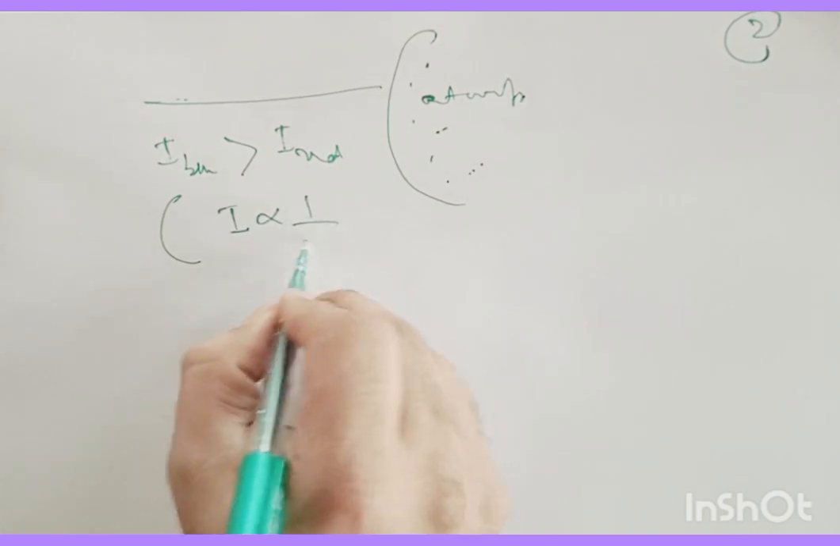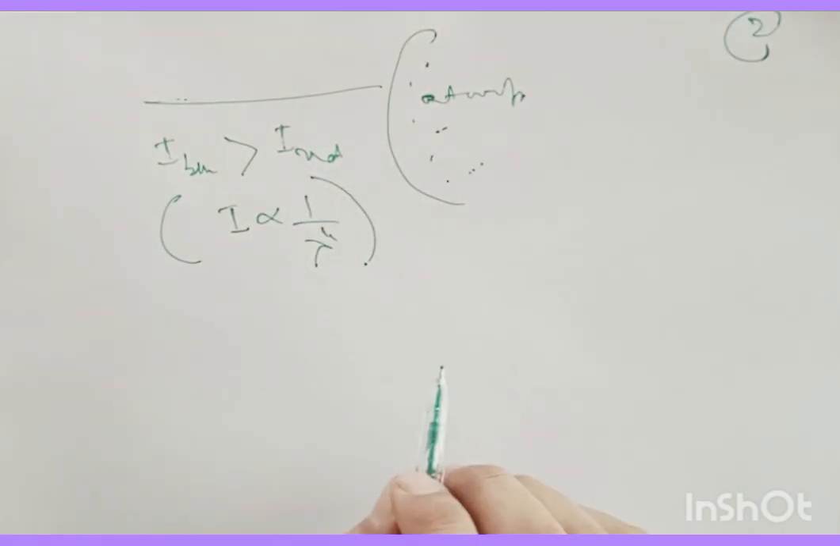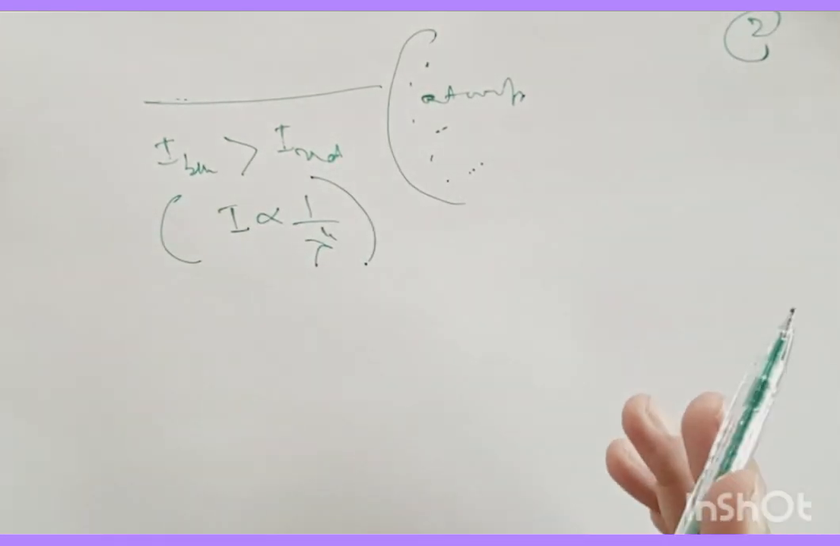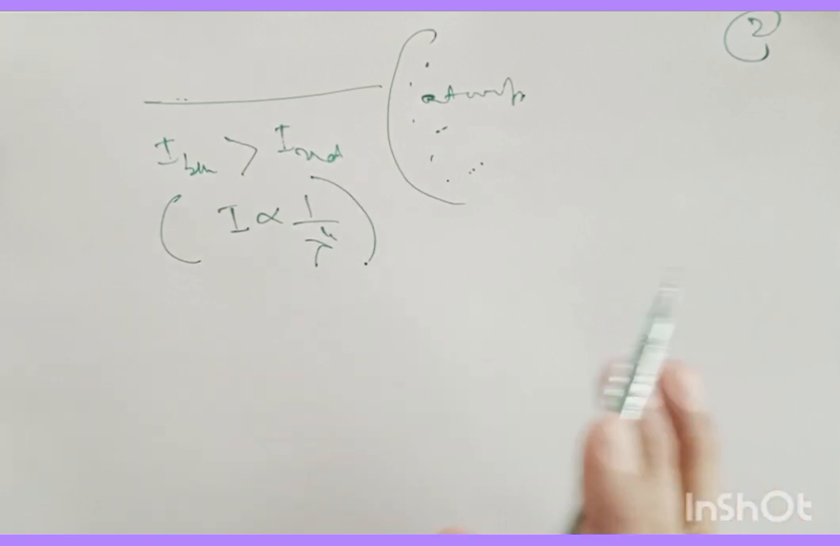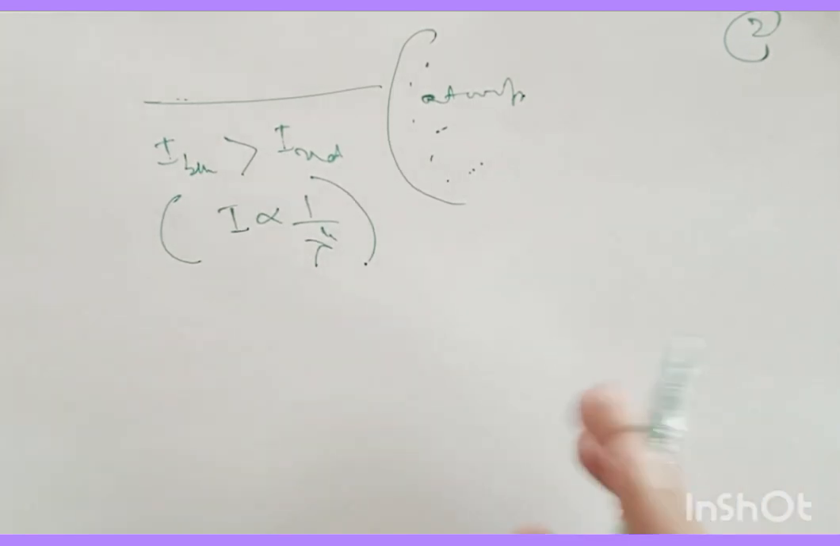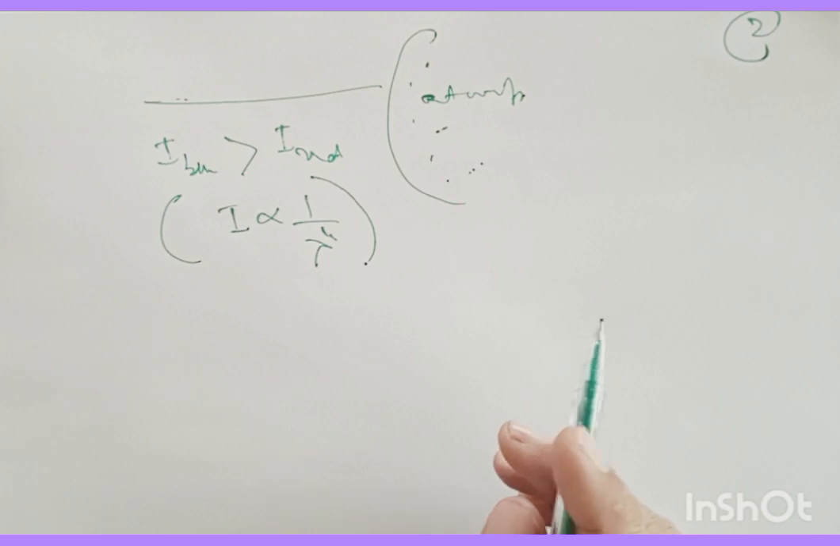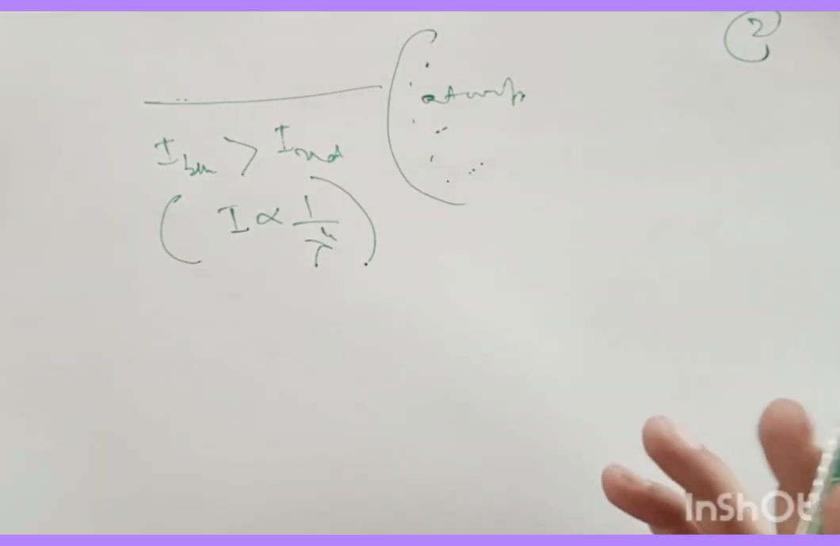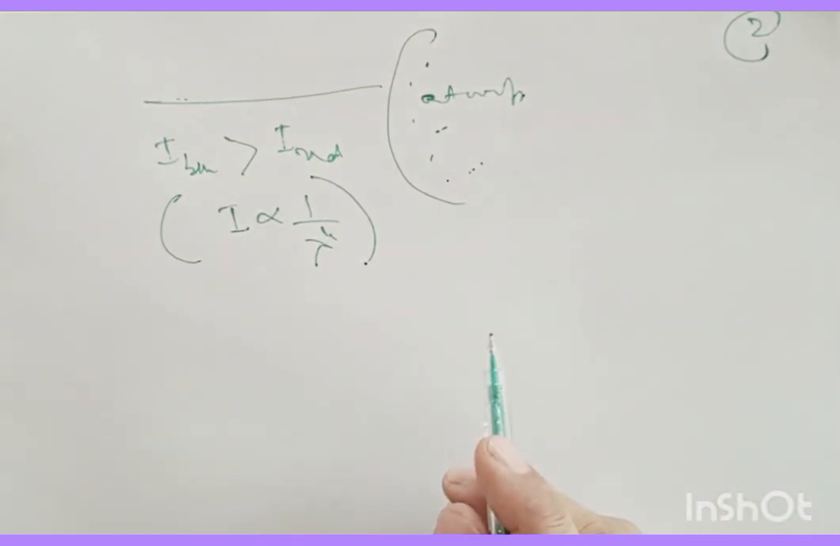This is in accordance with the Rayleigh criteria equation. Thus, this is the basis for the color to appear as blue. That's why we have a blue sky. And due to this fact, the sky appears blue.